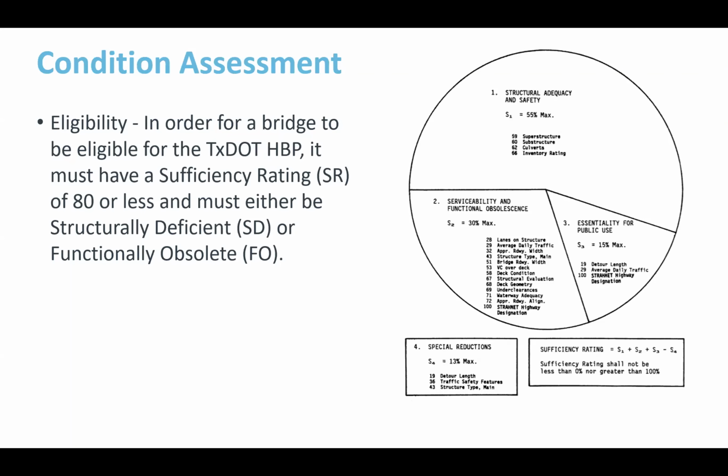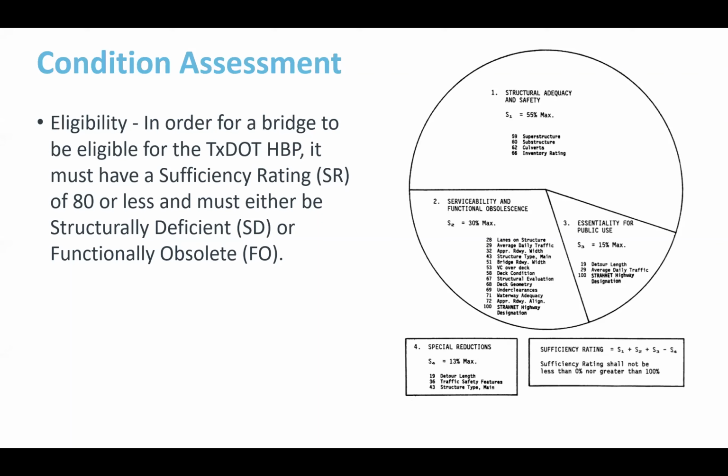If you look over in the bottom left of the pie chart, you have serviceability and functional obsolescence. So this is about the use of the bridge and does it serve its current purpose, not so much whether it's structurally adequate or safe. Two different things. So S2 has a max of 30. So the highest score you can get is a 30, and you simply subtract from there depending on the ratings. And it considers things like the lanes on the structure, the average daily traffic, the deck condition, the deck geometry, underclearance, and so forth. It's a long list there.